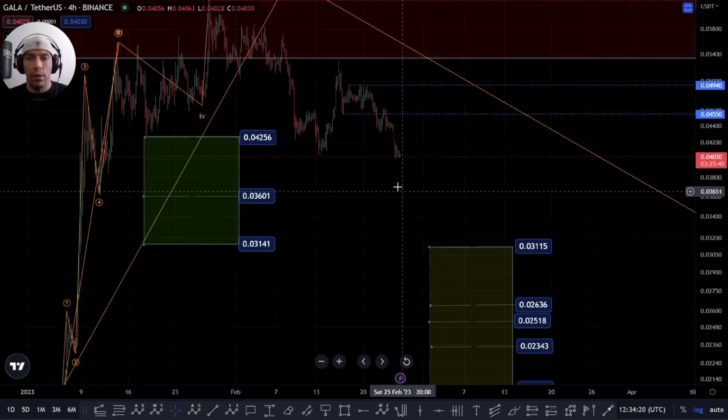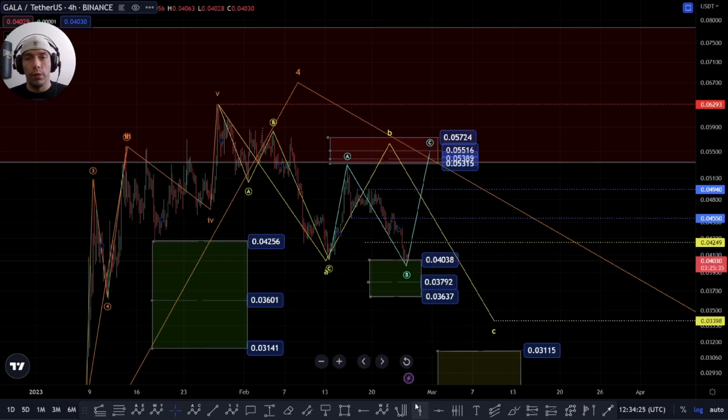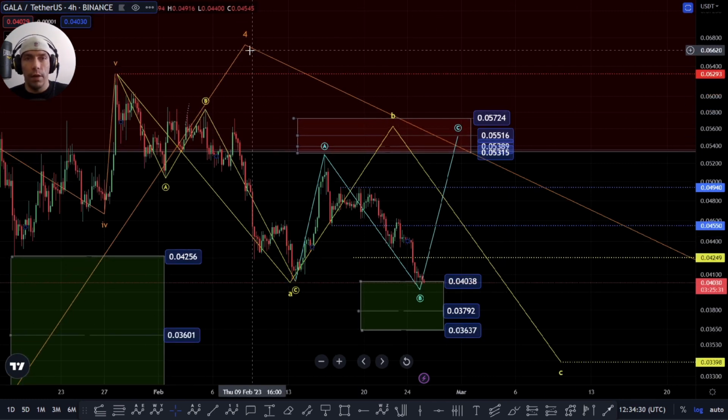So we're going to go over these anyway. So what I'm looking out for within this is two things. So either we could break down as a corrective structure as an A, B, and C as we have here.